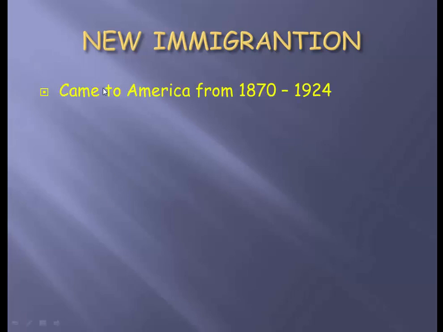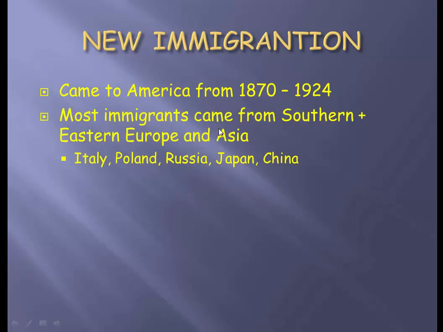All right, new immigration. You're going to be thinking about this after the Civil War. They're going to come to America pretty much post-Civil War, so 1870s up until around the 1920s. So the time period that we really refer to in terms of the new immigration is the late 1800s. Most of these immigrants are going to come not from Northern and Western Europe. They're going to come from Southern and Eastern Europe, and there is a group that came from Asia. So I give you the countries here if you need to remember where we're talking about. Most of them came from Italy and Poland, Russia and Japan and China. So you've got your two Asian groups, and you have a bunch of Eastern European groups.